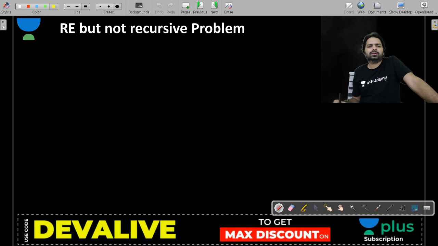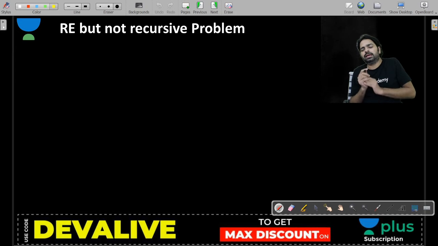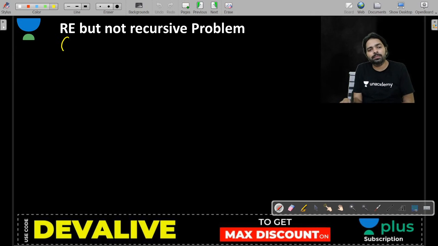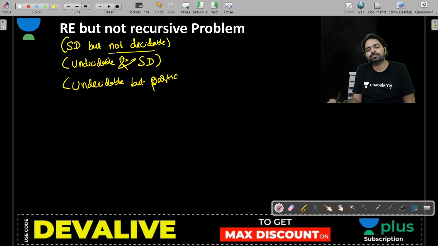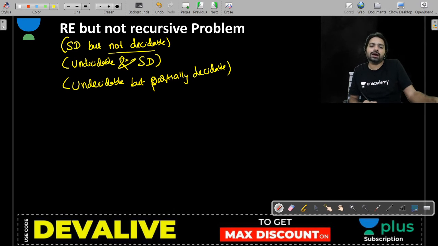So what is this problem? If I have any problem, then why do we say that problem is RE? RE means SD, semi-decidable but not decidable. Remember, guys, semi-decidable but not decidable means undecidable only. Not decidable means undecidable. Undecidable and semi-decidable, that is SD. Or I can say undecidable and partially decidable. Both are the same here. Semi-decidable you can say or partially decidable you can say.